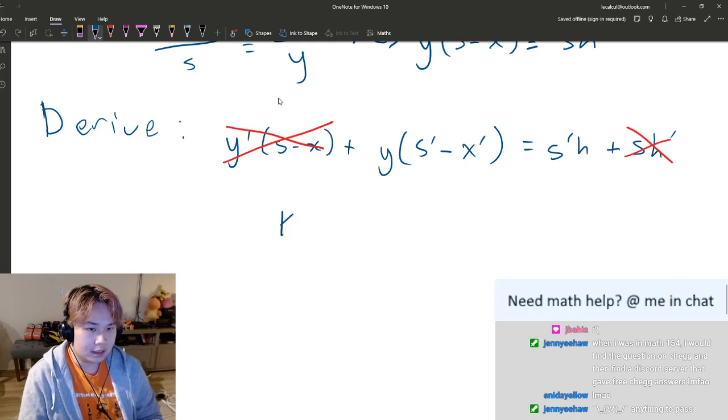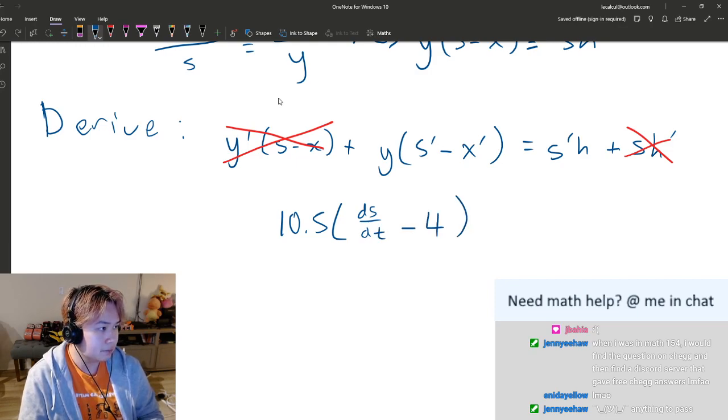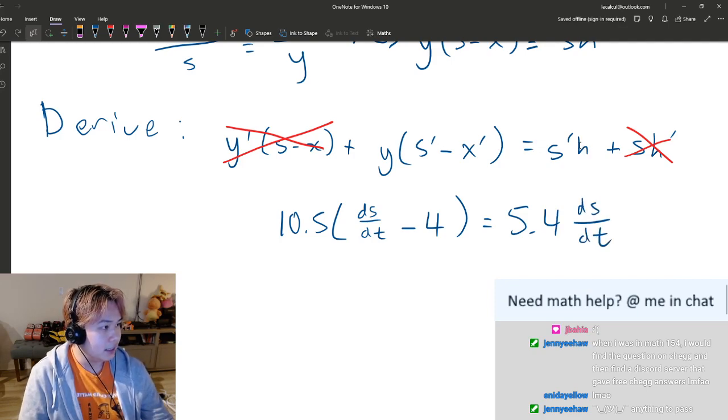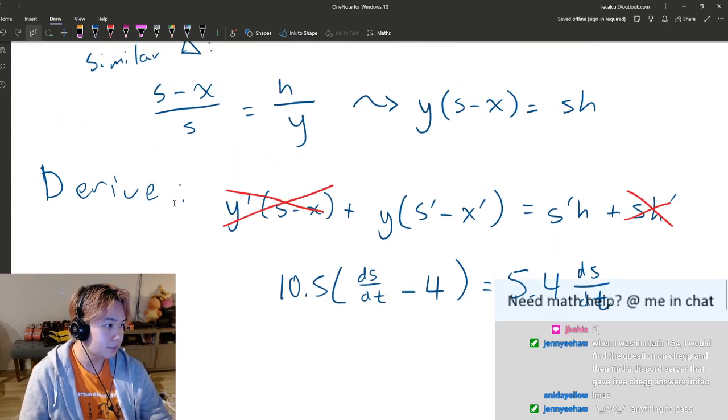But this is what, 10.5? And then ds/dt minus x prime, which is 4. And then again, ds/dt times h on the right side. So I think this is the right answer now. My bad, I set you up wrong. Yeah, so from here.